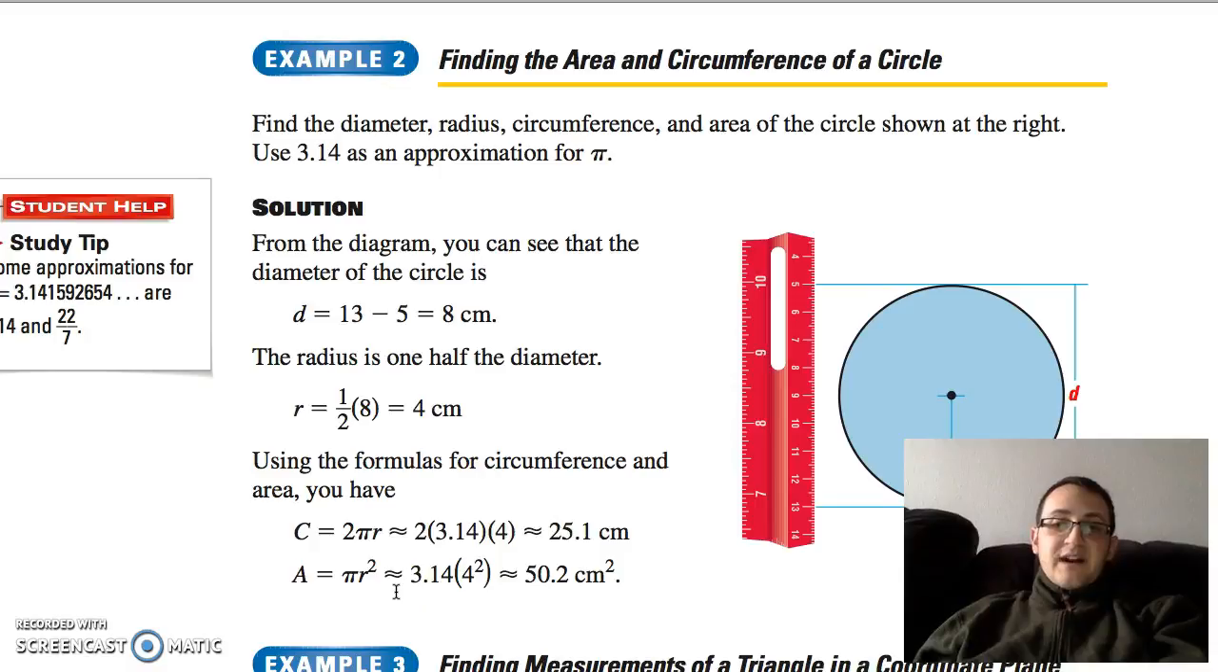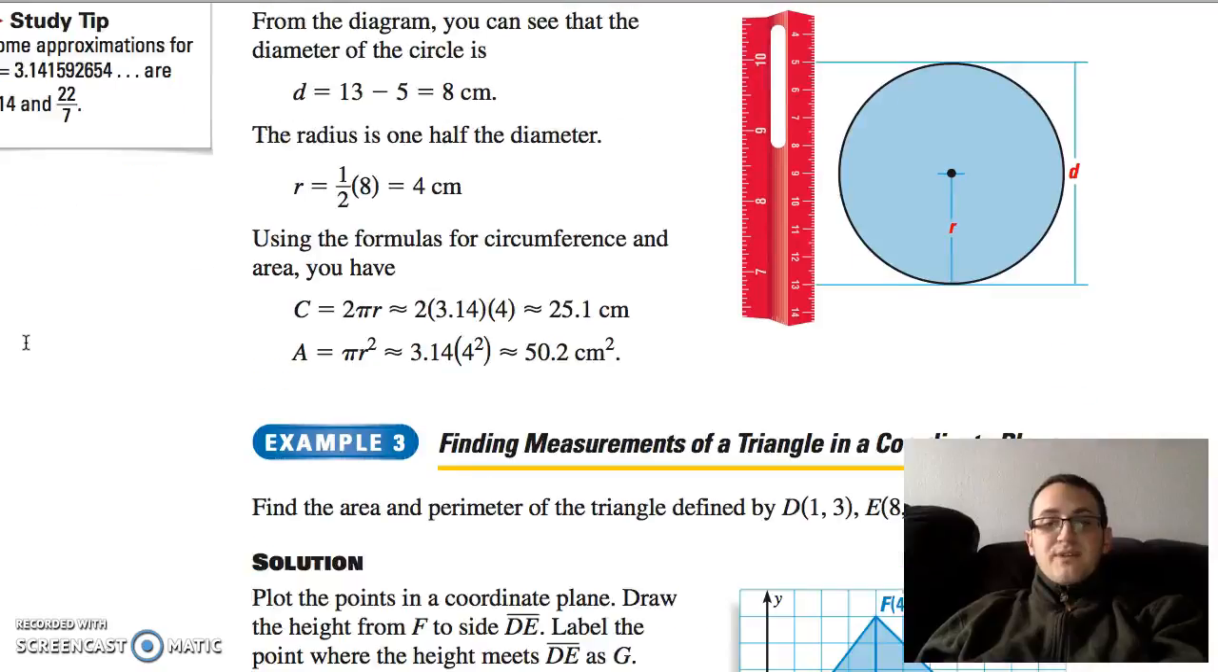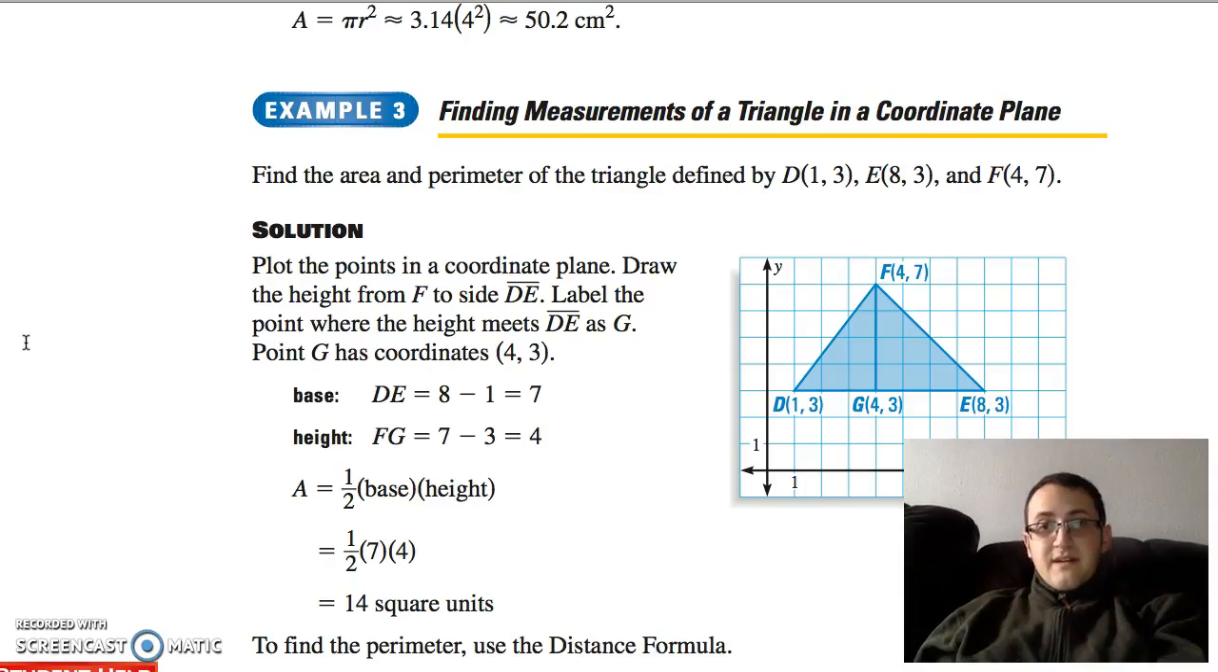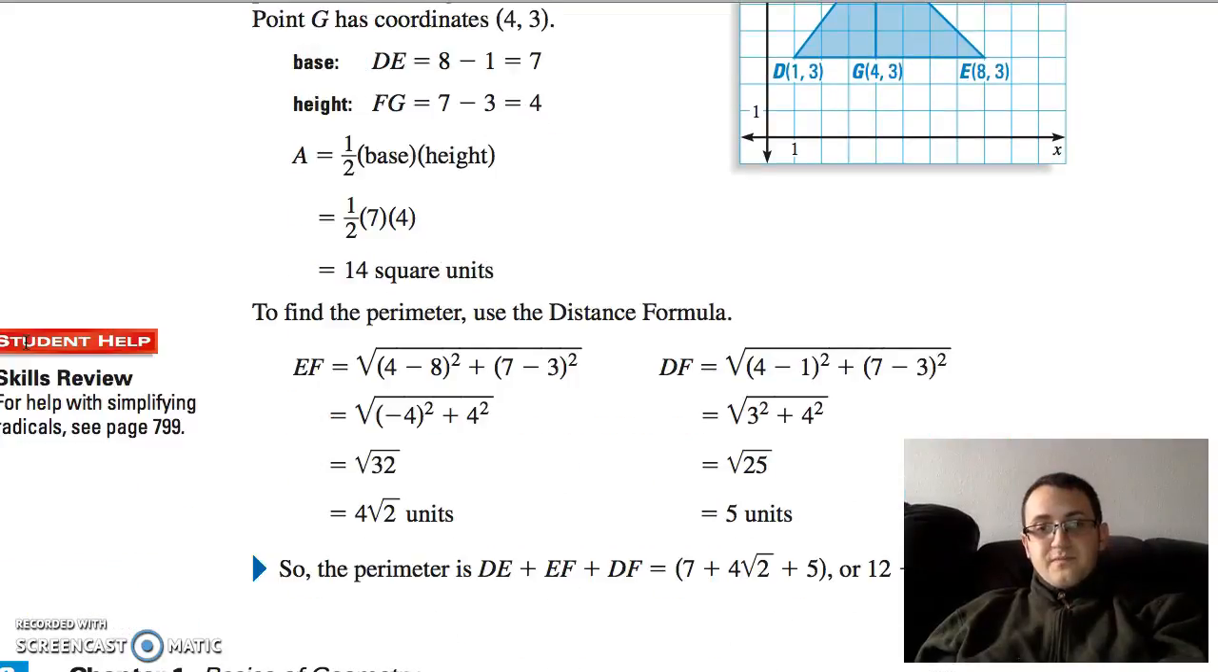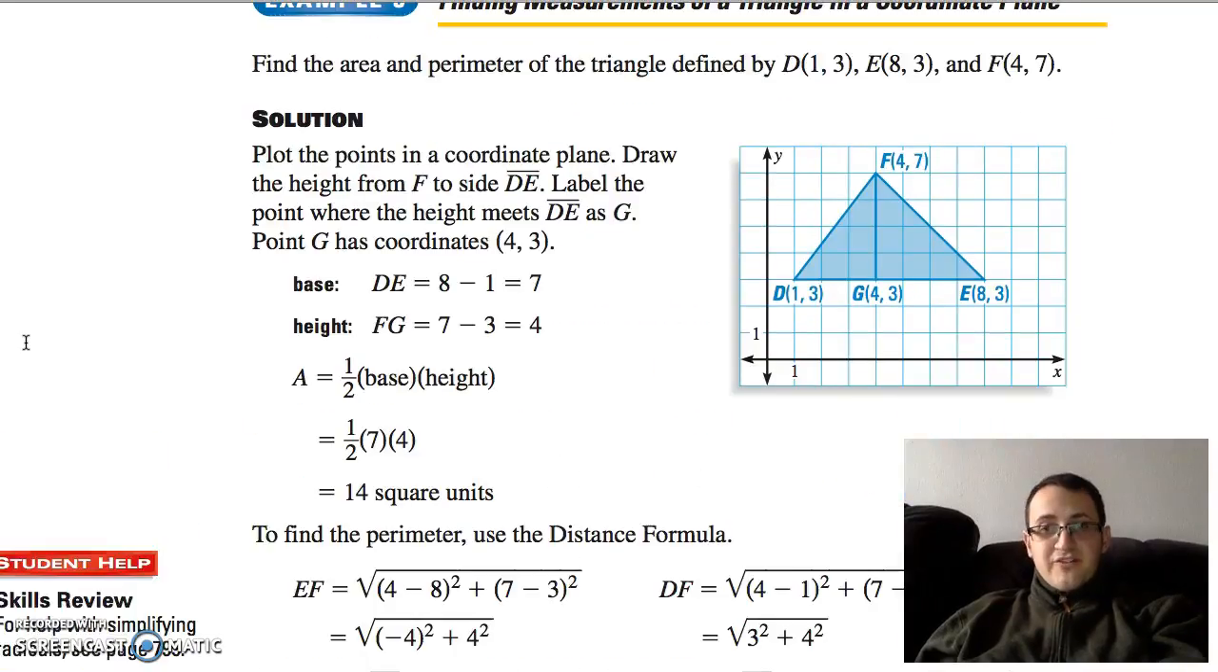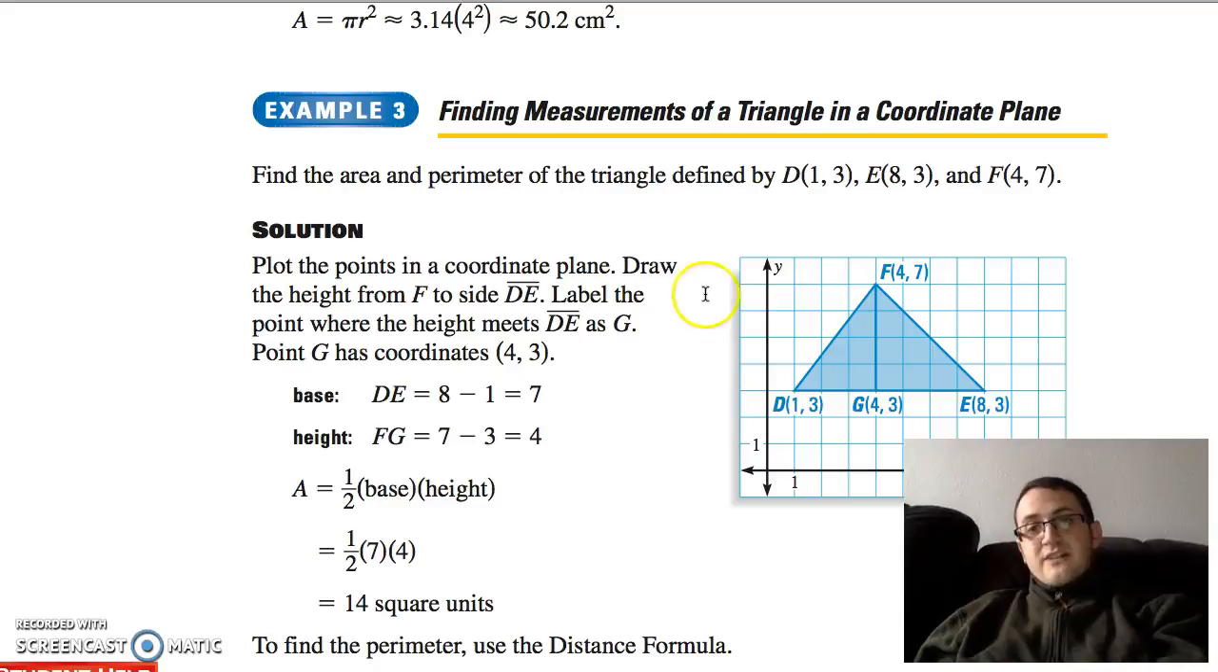Now, pi is not a variable, it's a number. It's 3.14. We're going to celebrate pi on March 14th. So definitely read that tip on the side. I think that will be pretty important. You may be asked an area question or a perimeter question on the coordinate grid.